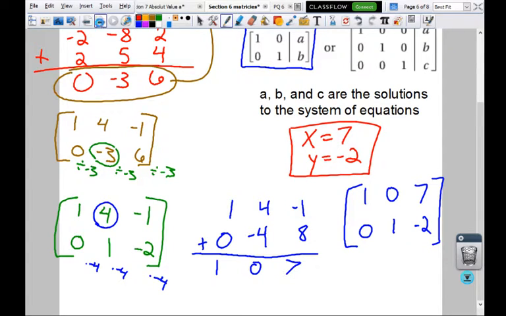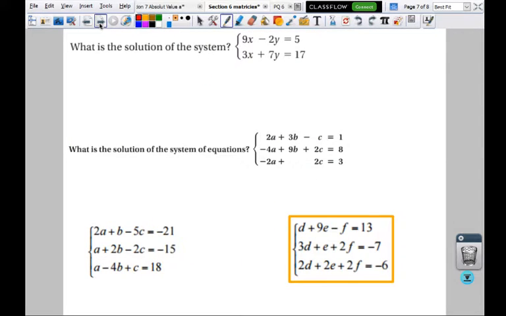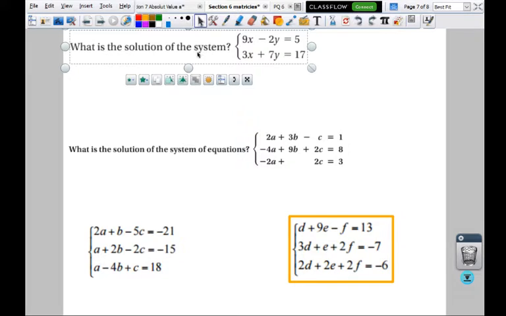So let's go to this top one right here. What is the solution of 9x minus 2 equals 5 and 3x plus 7y equals 17? I'm going to copy this and do it on a new slide because I've got space on a new slide.